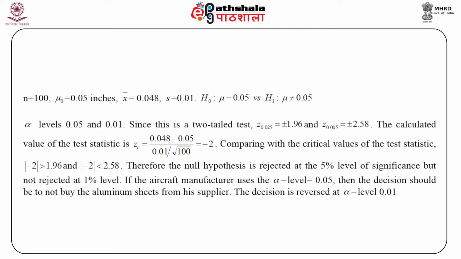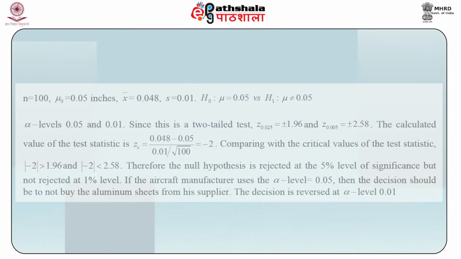Comparing with the critical values of the test statistic, modulus 2 is greater than 1.96 and modulus 2 is less than 2.58. Therefore, the null hypothesis is rejected at 5% level of significance but not rejected at 1% level. So if the aircraft manufacturer uses the alpha level 0.05, then the decision should be to not buy the aluminum sheets from his supplier. The decision is reversed at alpha level of 0.01.